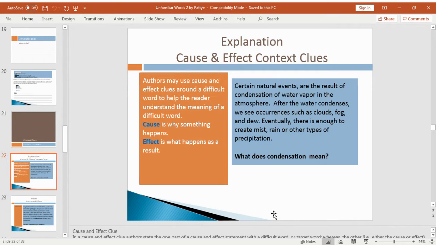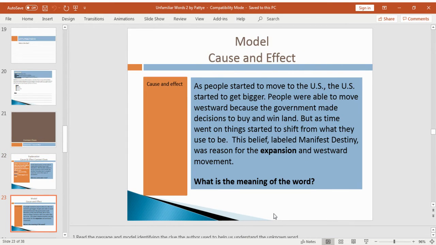Now let's look at clues in the passage. What could be the cause of condensation? Let's look at the first sentence. There is a clue. It says water vapor in the atmosphere. So the cause is I have water vapor in the atmosphere. So what happens as a result, or the effect? The next sentence tells what happens. We see occurrences such as clouds, fogs, and dew. So condensation is when water gets in the atmosphere and it forms clouds, fogs, or dew.